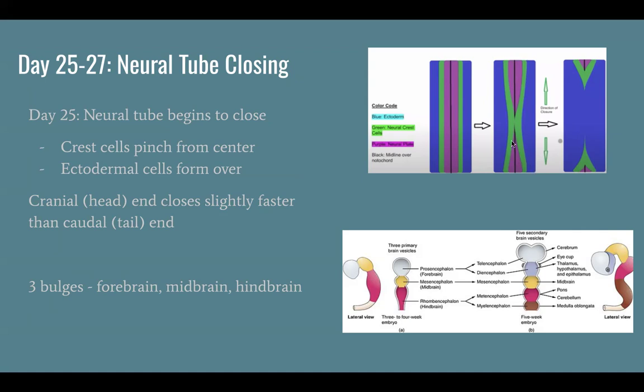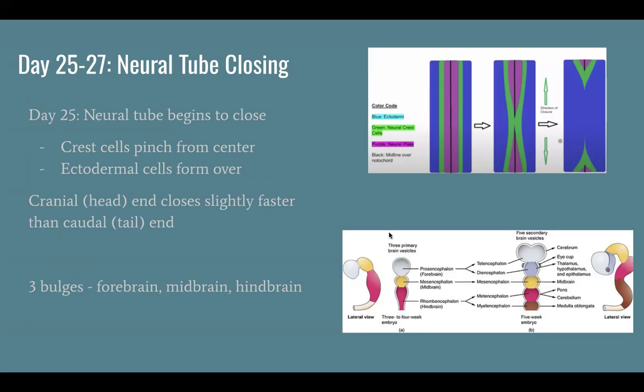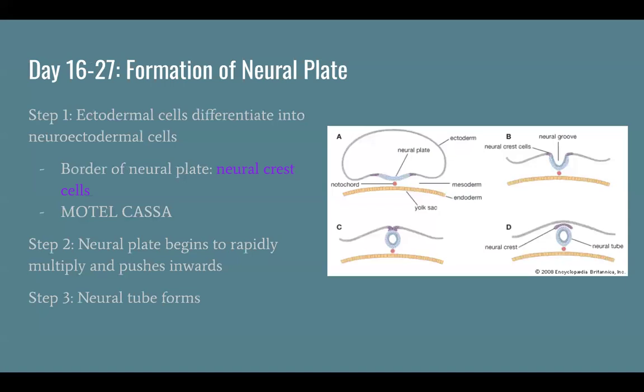And then once they begin to pinch, the neural tube forms underneath it. So if you go back to this picture, first your neural crest cells will begin to join, and then your neural plate will combine together to form your neural tube. And then finally, your ectoderm will form all over it. Your ectoderm will encompass it, right? So your ectoderm will form completely over your neural crest cells and then your neural tube cells.